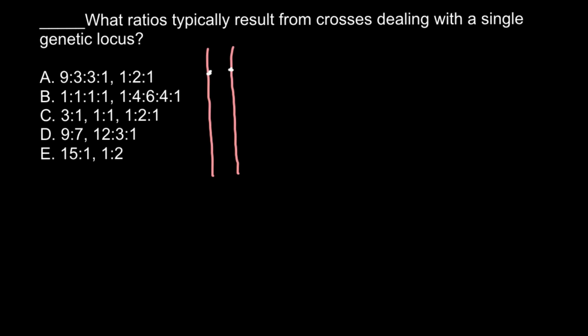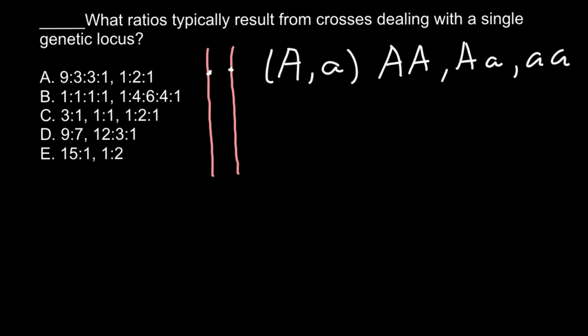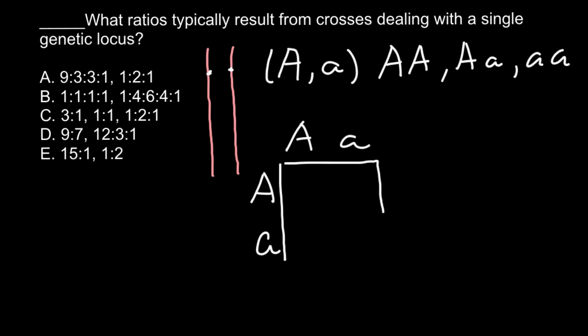For example, if in the gene pool we have two alleles, allele A dominant and allele a recessive, in a diploid organism these two alleles can produce the following genotypes: capital A capital A, capital A small a, and small a small a. And a 3:1 ratio can be explained if we take one parent whose genotype is capital A small a, or heterozygous, and cross with another parent whose genotype is also heterozygous.